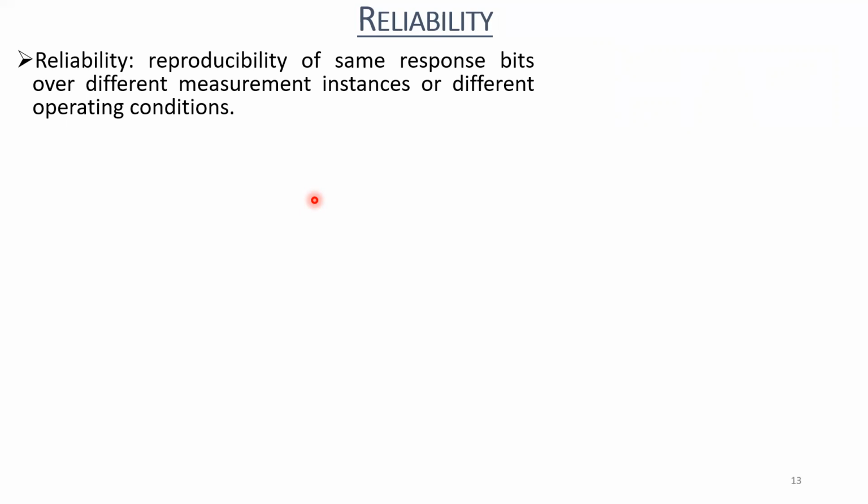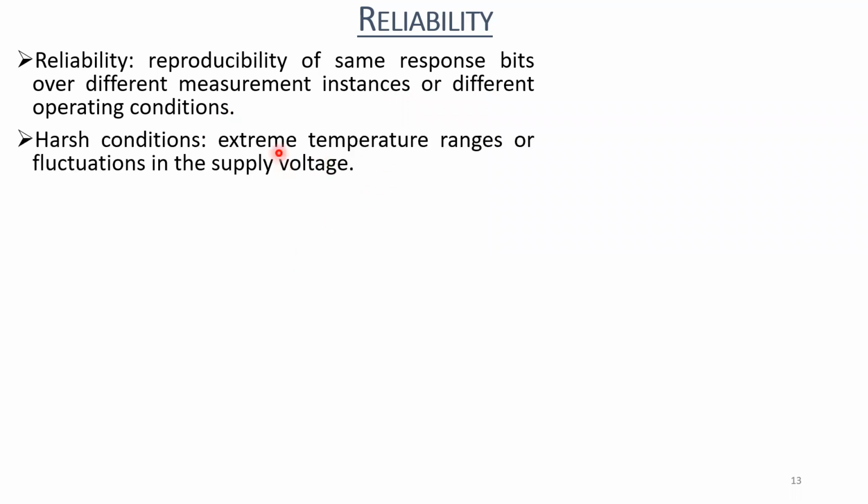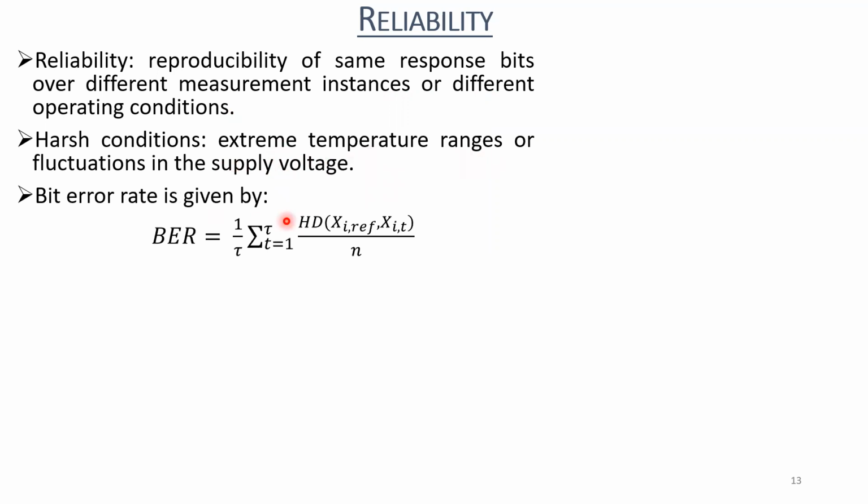Or let's say you designed your PUF to operate at 25 or 27 degrees Celsius, at room temperature. Suddenly the room catches fire and it is operating at 125 degrees Celsius. Even at that temperature, if you apply the same challenge, your PUF should give you the same response. So it is the reproducibility of the response bits over different measurement instances, that is time, or different operating conditions, generally harsh ones, such as extreme temperature ranges or supply voltage fluctuations. And this is characterized in terms of the bit error rate.